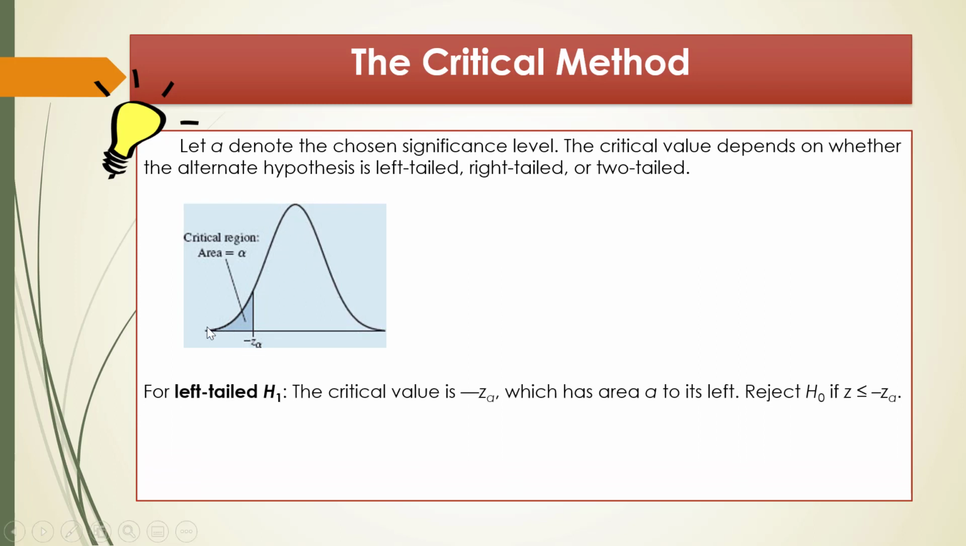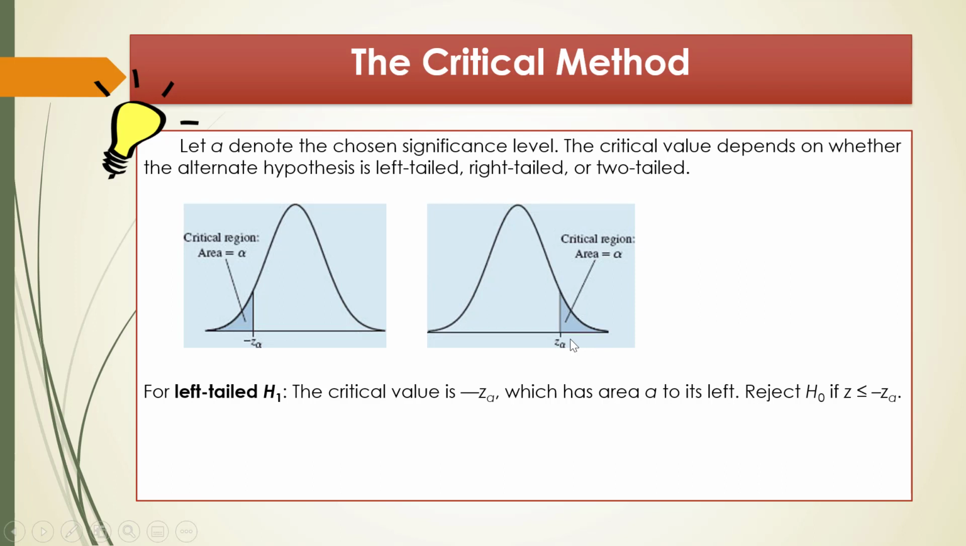And here, if the test statistic falls into the critical region, we reject the null hypothesis. That means if z is less than or equal to minus z alpha, we reject the null hypothesis. For the right tail, it is the opposite.